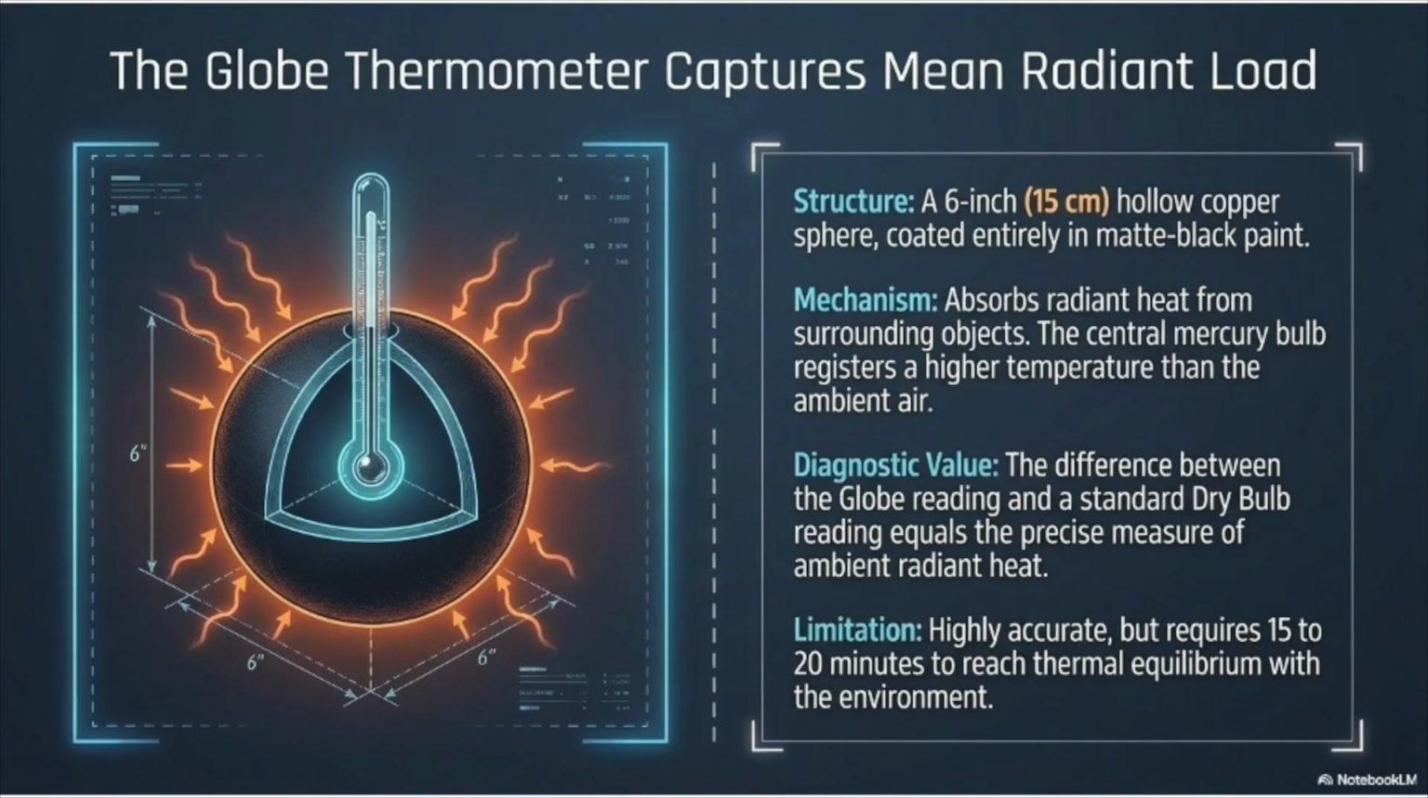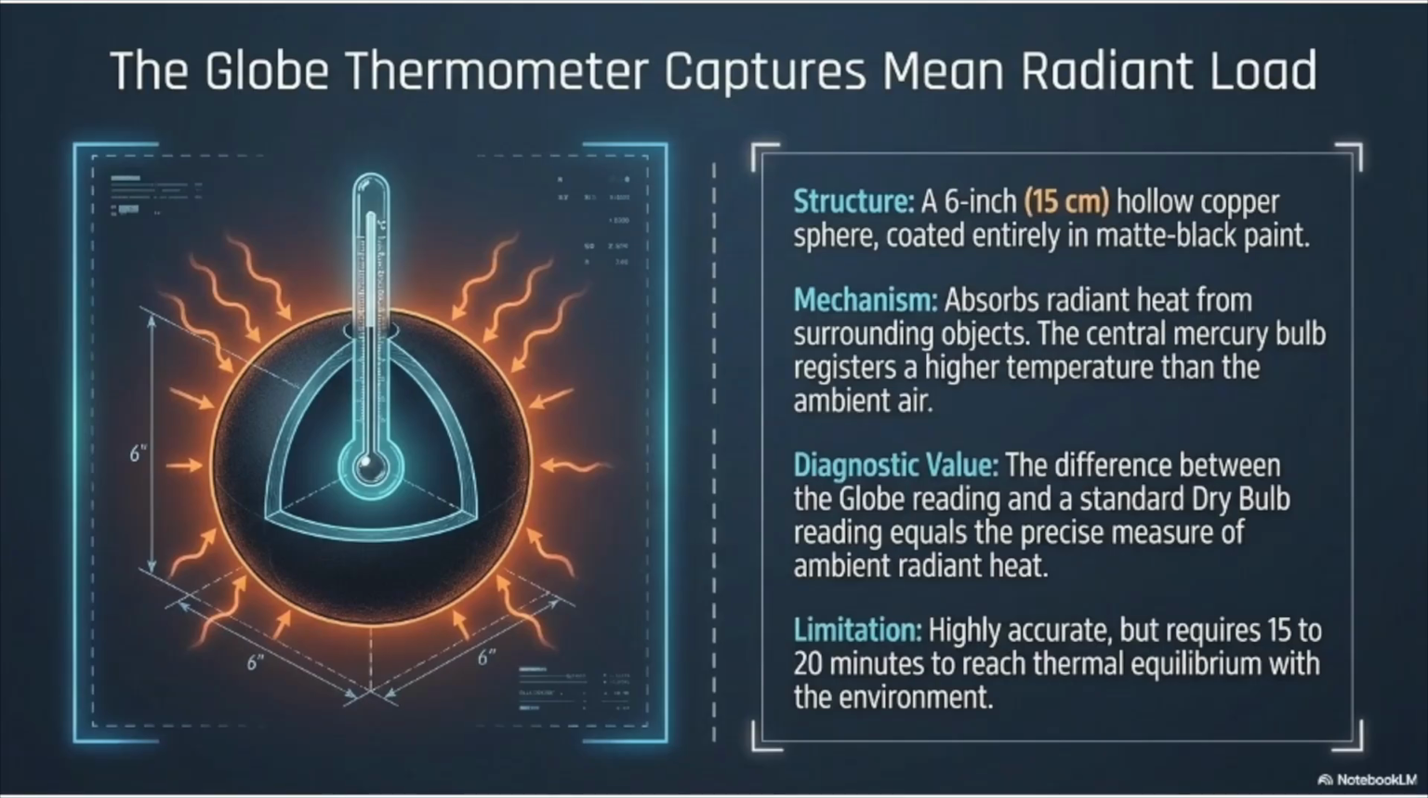This is where the globe thermometer comes in, designed specifically to capture mean radiant load. Its structure consists of a 6-inch or 15 centimeter hollow copper sphere coated entirely in matte black paint. The mechanism works by absorbing radiant heat from surrounding objects, causing the central mercury bulb to register a higher temperature than the ambient air.